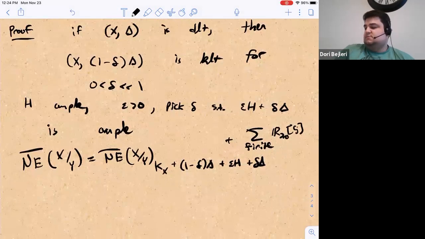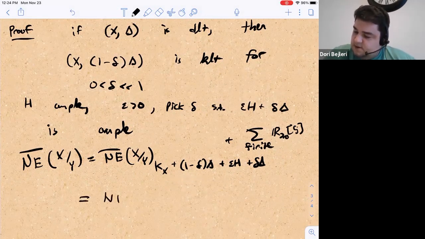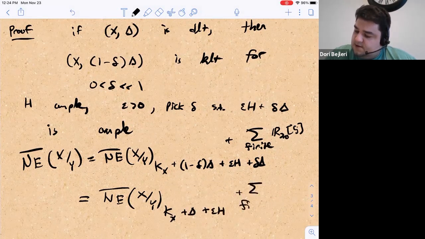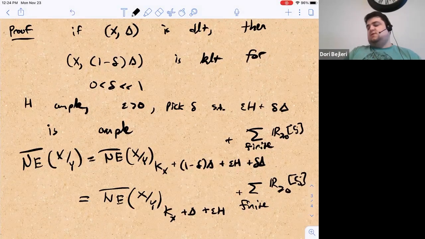But now, because this was a KLT pair, we just rearrange this, and this is the same as NE-bar(X/Y) of K_X plus Delta plus epsilon h, plus a finite number of these rays. And so we've proved that for a DLT pair, as soon as we perturb by a small enough ample, we get a decomposition with a finite sum of negative rays.